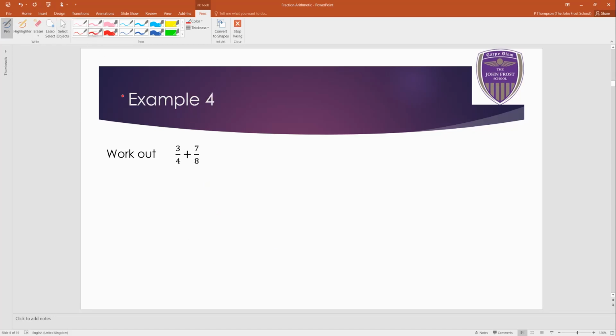This one, perhaps you can pause the video here, have a go, and come back when you're ready. Okay, welcome back. So this one again, I noticed that 4 goes into 8. So I definitely make them both 8. The right-hand fraction again can stay the same. And again, how many 4s are in 8? Well, 2. And 3 times 2 is 6. Common denominator already. 6 plus 7 is 13. So it's going to be 13/8. Job done.